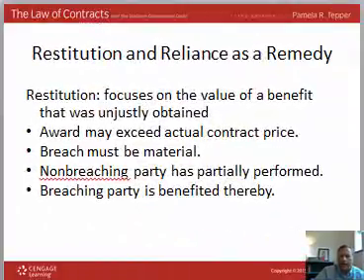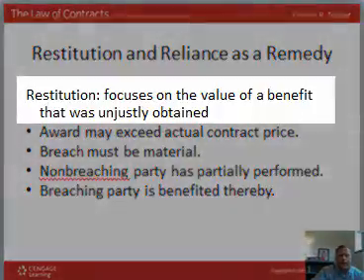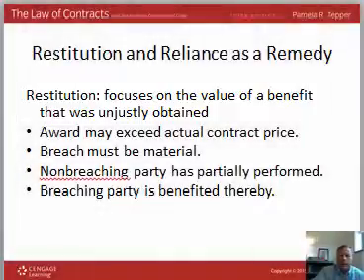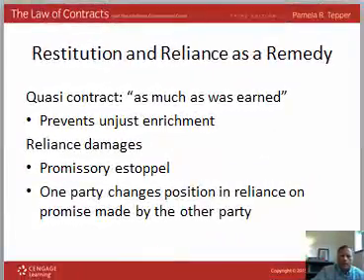With equity, we're attempting to avoid injustices that may occur in the legal process. Injustices are sometimes remedied by what we call restitution or reliance damages. Restitution damages prevent another party from being unjustly enriched because of the breaching party's acts. Restitution focuses on the value of the benefit received by a party that was unjustly obtained. It can be awarded in a breach of contract claim or in a quasi-contract claim.